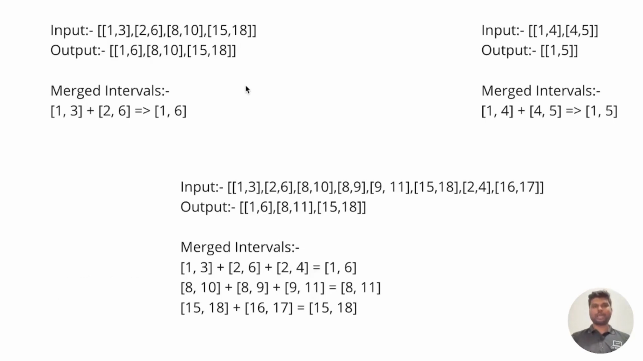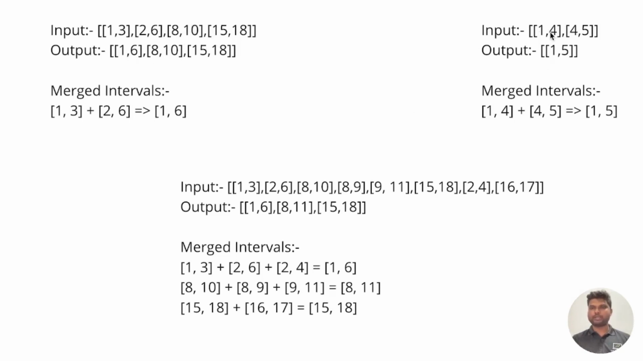These are some of the sample inputs and outputs given in this problem. In the first sample input, we are given an array with the first interval as [1, 3], the second interval as [2, 6], and so on. The output has the first interval as [1, 6], which is the merged interval of [1, 3] and [2, 6], because the first interval ends at 3 and the second interval starts at 2, so they overlap and we have merged them. We have copied down the remaining intervals because they are not overlapping.